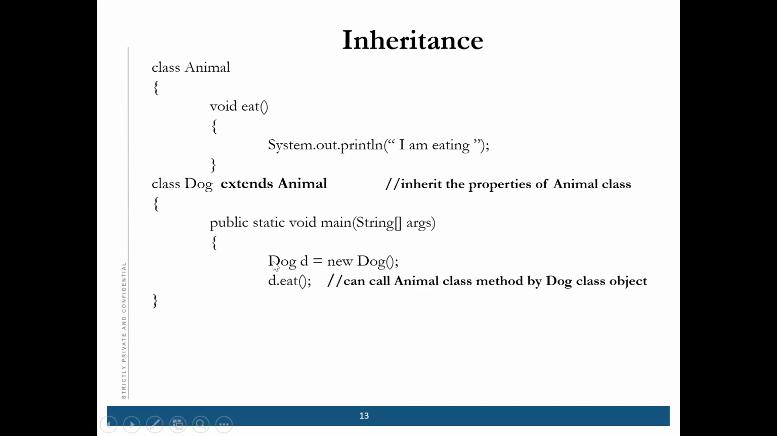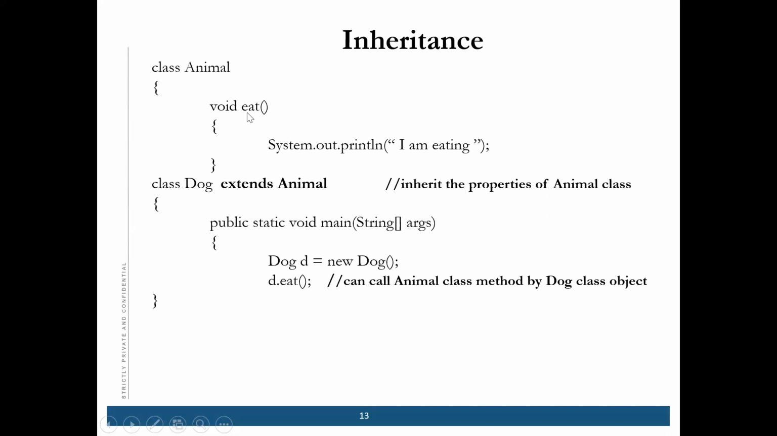Okay, so what we are doing: there is no method inside the Dog class, correct? There is no eat method inside the Dog class, but because we are inheriting, extending the Animal class, we can use this method inside our Dog class also. If we are creating an object of the Animal class, we can use this method.